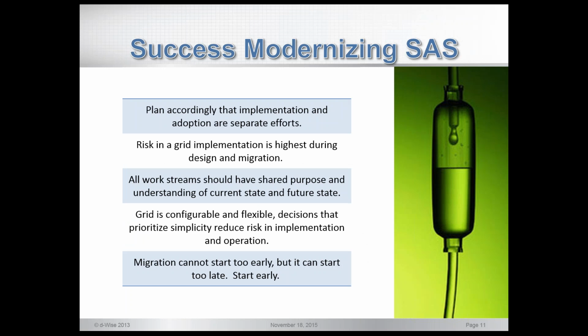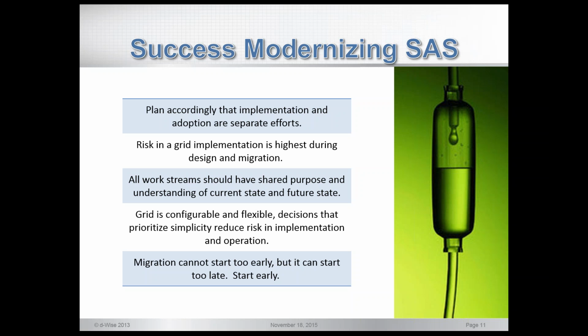So success modernizing SAS really requires that we plan accordingly, that there's a difference between implementation and adoption. We've spoken to this a couple of times. It's probably not news to folks on the phone, but it's very easy to think that we'll just install the system and natively it'll become our operating platform and everything will work. When you modernize a technology infrastructure, that's just not the case. We've got to get users prepared. We've got to make sure the platform is ready to minimize any surprises they might experience. And so you really want to invest appropriately, not just in the build of the system, but in the adoption of the system. And the risk profile is really what's called out here in the second bullet.